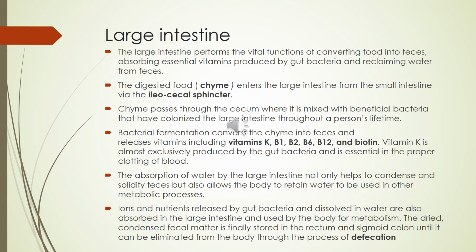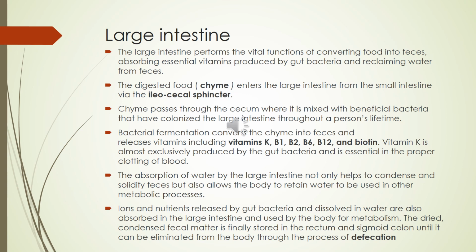The chyme passes through the cecum, where it is mixed with the beneficial bacteria that exist in our body and have colonized the large intestine throughout the person's life. The bacterial fermentation converts the chyme into feces and releases vitamins including vitamin K, B1, B2, B6, vitamin B12 and biotin. Vitamin K is almost exclusively produced by the good bacteria and is essential in the proper clotting of the blood.